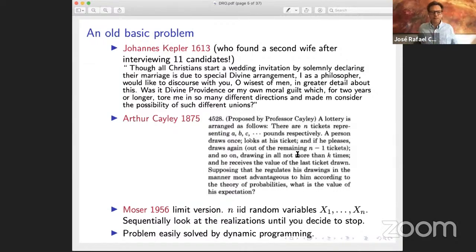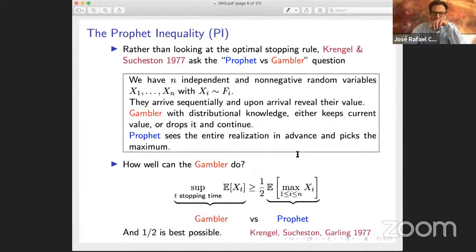And of course, the problem is fairly easy to solve using dynamic programming, but getting explicit rules for different settings is much more complicated. So this actually leads more to what we know as the prophet inequality.